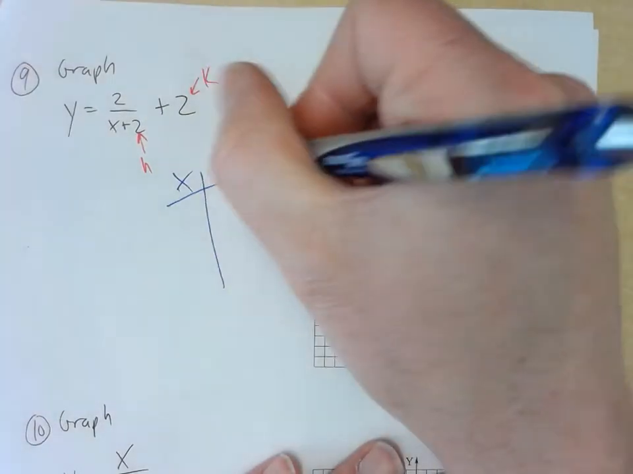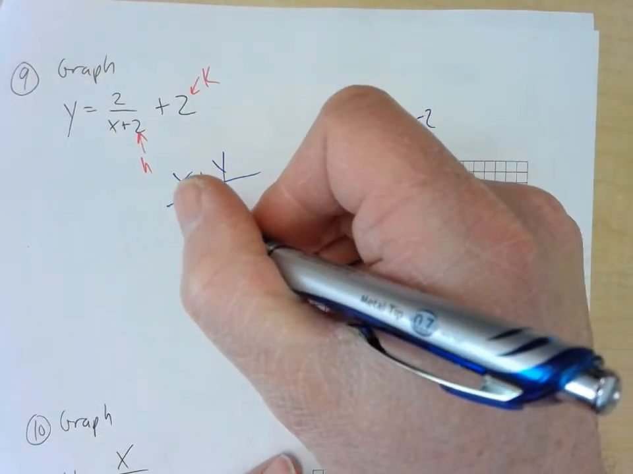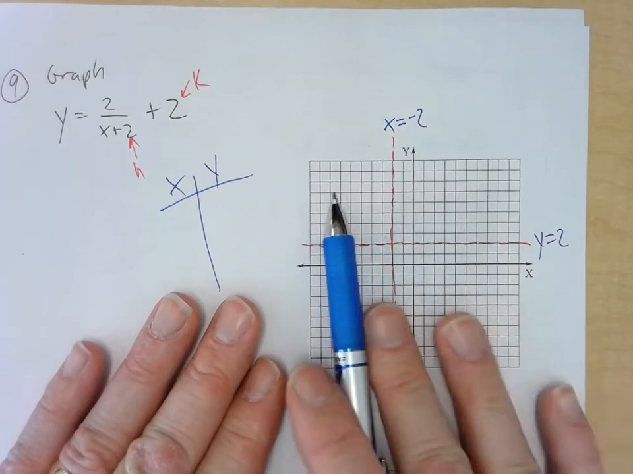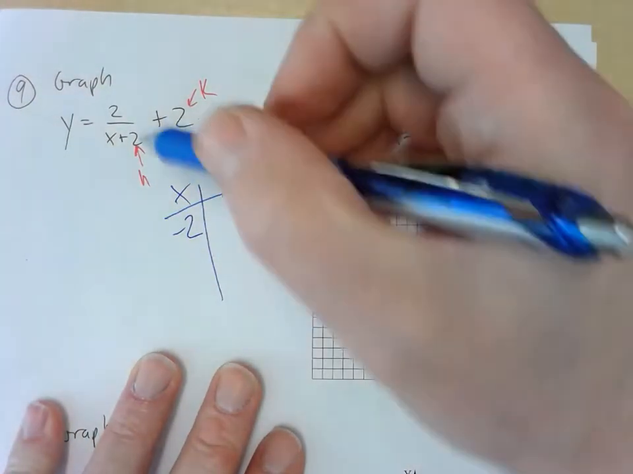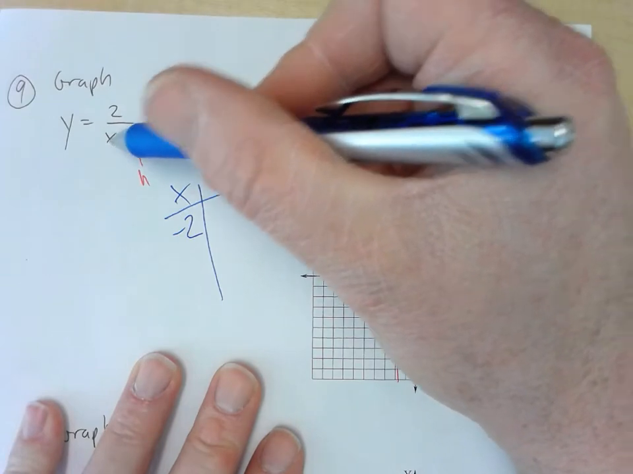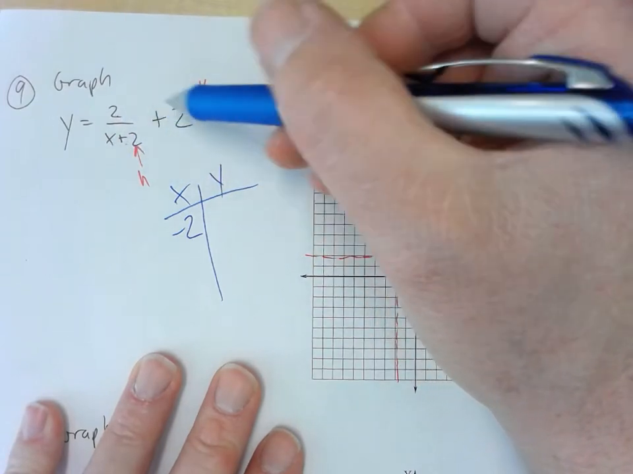Plugging in some points. Plugging in -1. I try and pick points on each side of the vertical boundary here. So I'm going to pick -3. If I put -3 there, that would be -1. -2 plus 2 is 0.